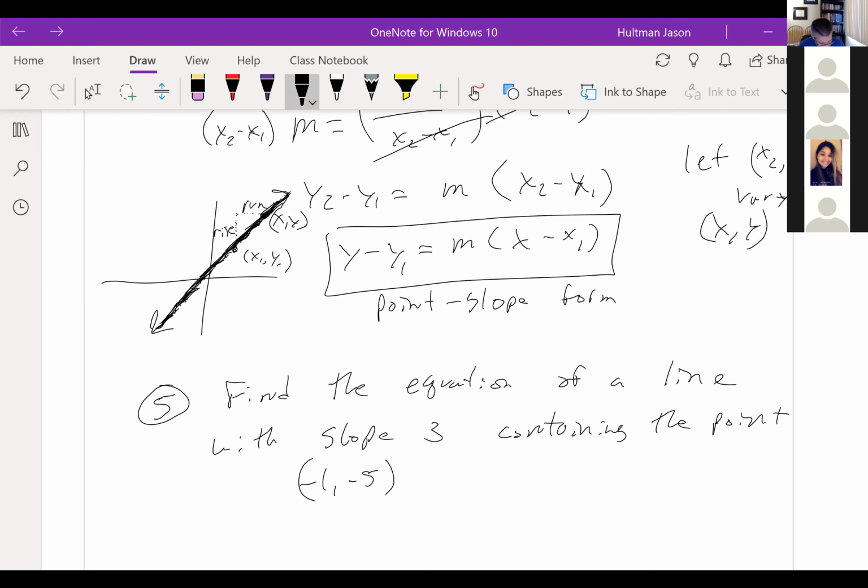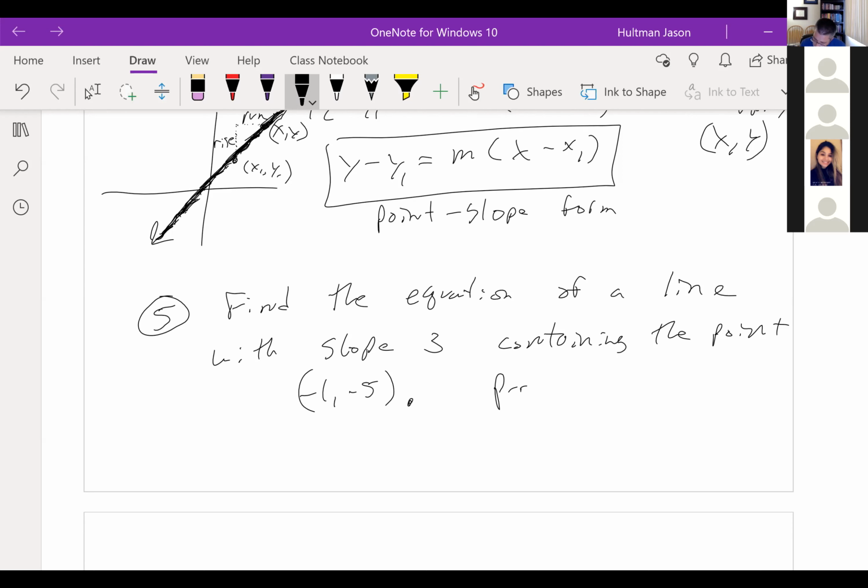Okay, so find the equation of the line. Well, we're going to use point slope form. Why use point slope form? Because we have a point and we have the slope. So use point slope form.